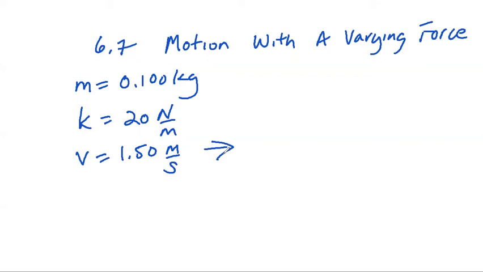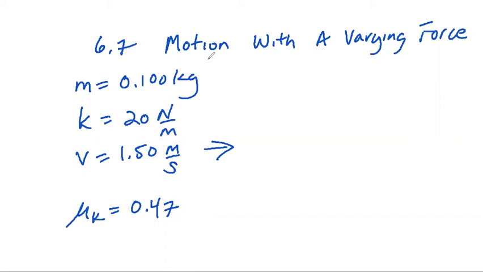A, if the air track is turned on, so there's no friction. And B, if the air track is turned off so that there is a kinetic friction coefficient, mu k, equal to 0.47. All right, from the work-energy theorem, I know that the work done is equal to the change in kinetic energy. It's also equal to the change in elastic potential energy. So I'm going to equate those.